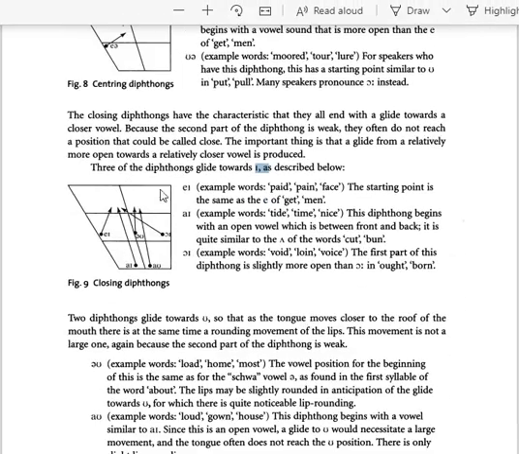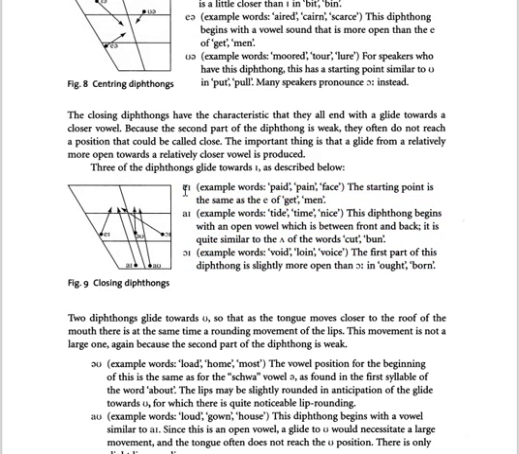In this diphthong, lists three diphthongs. The first one, this diphthong sound, combines two vowel sounds. Example words: paid, pain, face, make, fake, and so on. The starting point is the same as the a of get, man, aid.